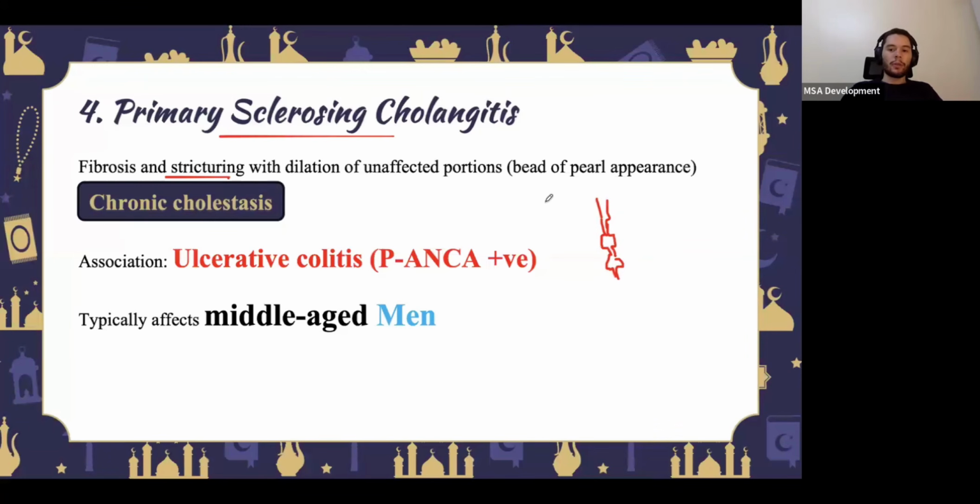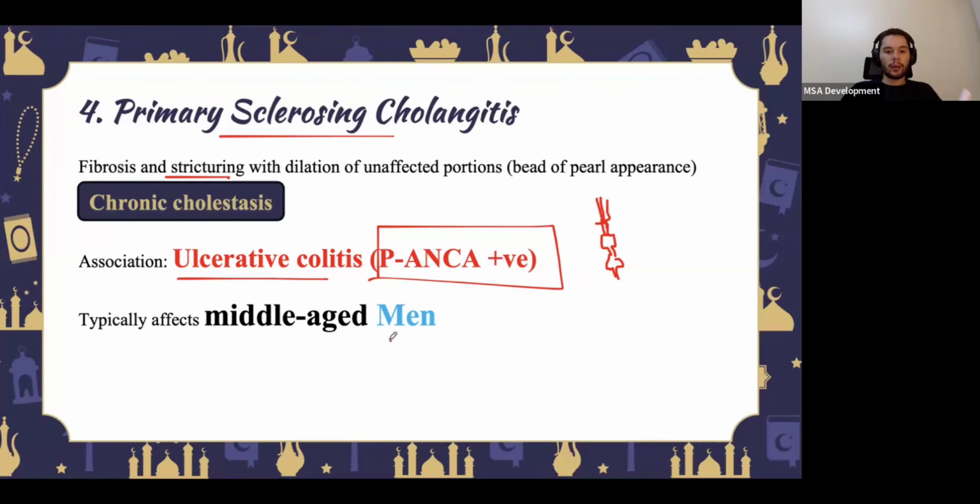And like we mentioned, again, bile would not be able to be efficiently released or excreted, and it will start building back, lead to chronic cholestasis, and it will lead to hepatitis, cirrhosis, and so on. The association over here is ulcerative colitis, and there is P-ANCA positivity. So ulcerative colitis is also P-ANCA positive. Those patients with ulcerative colitis have an increased likelihood of developing primary sclerosing cholangitis. And unlike primary biliary cirrhosis, middle-aged men are typically affected over here.